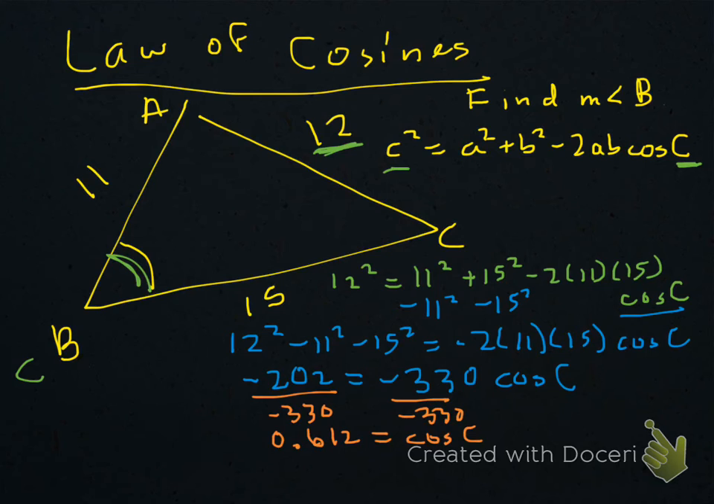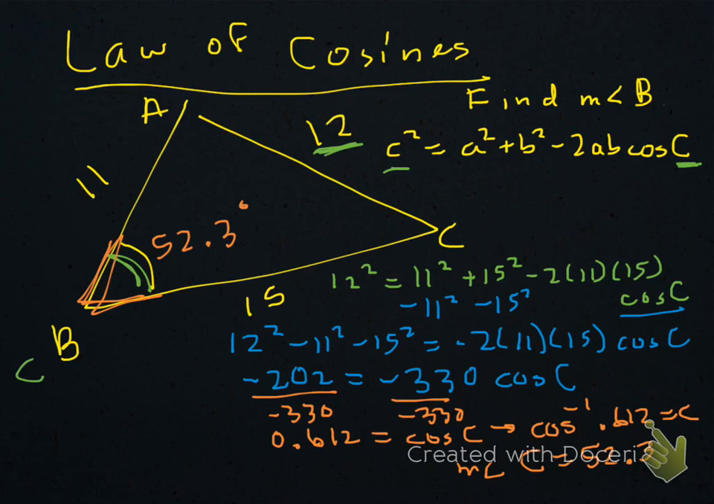And in order to find out what C is, if I know what the cosine of C is I have to take the inverse cosine. So inverse cosine of both sides, 0.612, that's going to equal the measure of angle C. Inverse cosine of 0.612 is 52 degrees. So the measure of angle C is 52.3 degrees. I was calling this C, but it's actually the measure of angle B that we were solving for, 52.3 degrees.